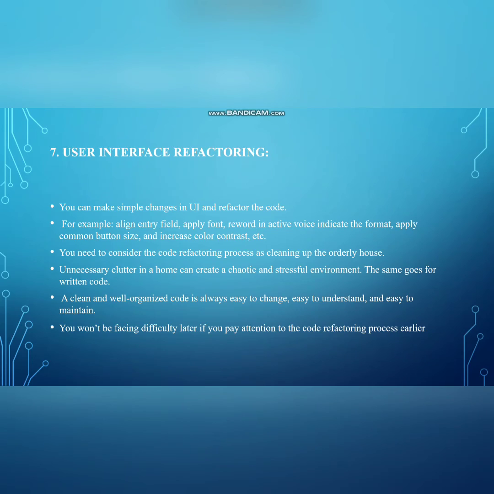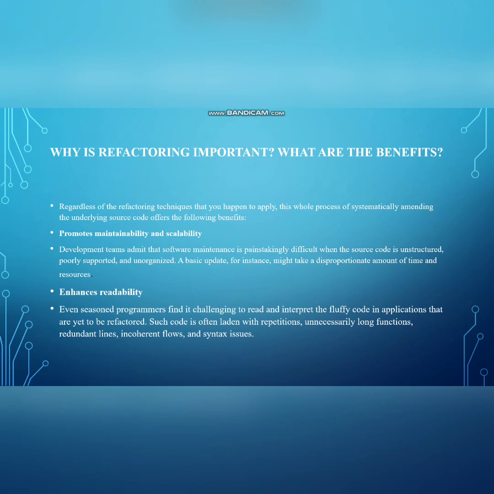Seventh is user interface refactoring. You can make simple changes in a UI and refactor code. Examples are align entry field, apply font, reword in active voice, indicate the format, apply common button size, and increase color contrast, etc. Why is refactoring important and what are the benefits is explained here.